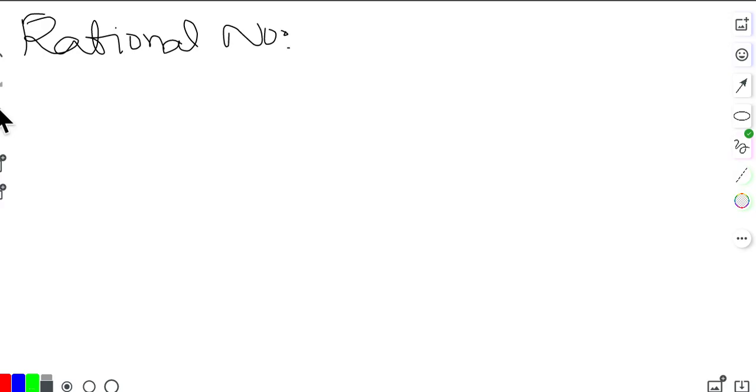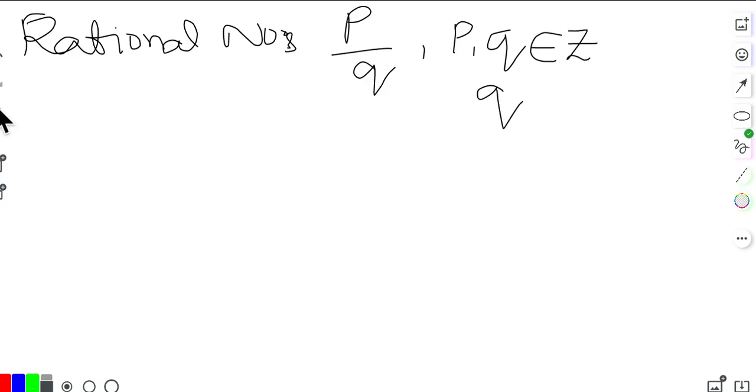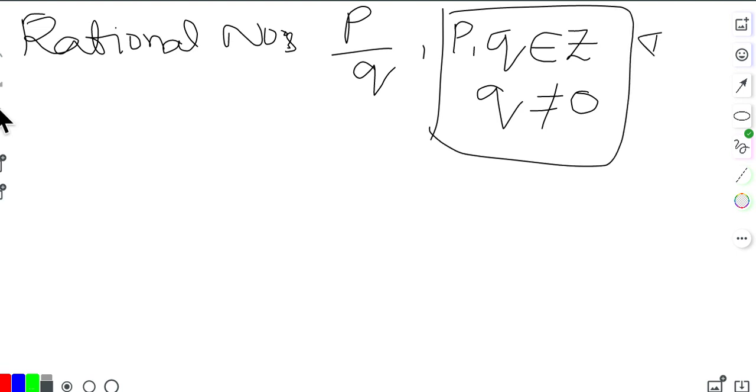Rational numbers are the numbers which can be expressed in the form of p over q. Now what are the necessary conditions? p and q must belong to the set of integers and q must not be equal to 0. Is it clear? These are the necessary conditions. So q must not be 0 and all these numbers belong to the set of integers.